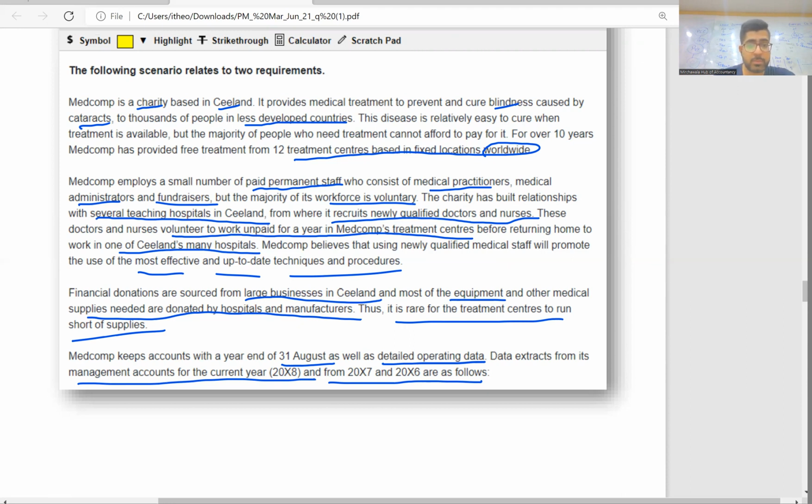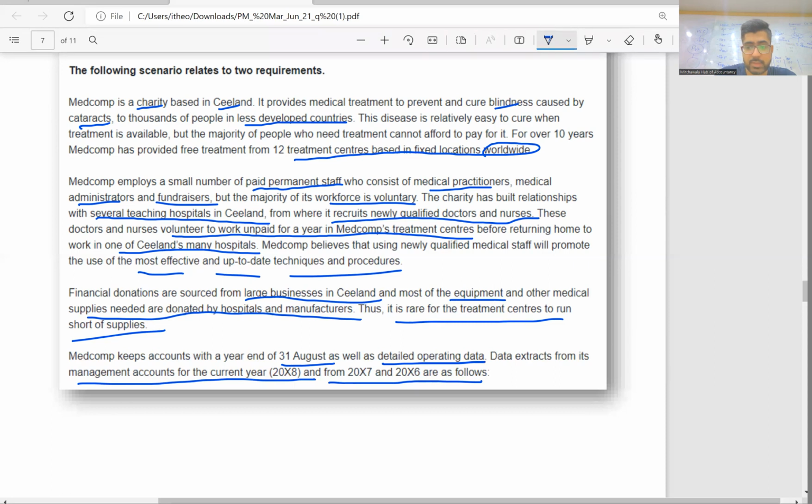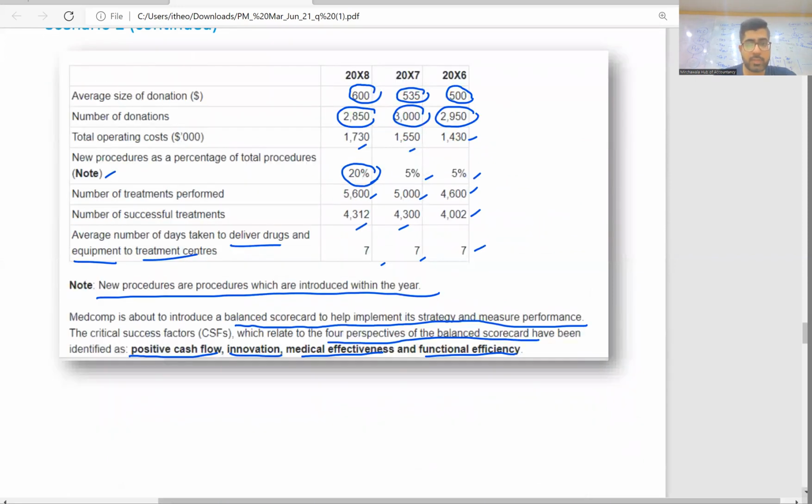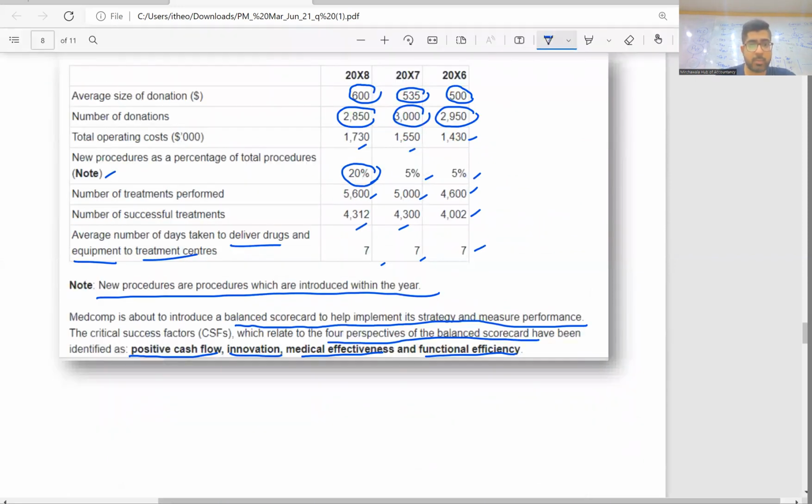Financial donations are sourced from a large business in Zealand. Okay, they get donations from Zealand. Most of the equipment and other supplies are donated to hospitals. So there is no shortage of supplies. It keeps accounts to 31st August and data is given for 2006, 7, and 8. Size of donation, what is the average size per donation, then number of donations, operating cost, and new procedures, number of treatments performed, successful treatments, number of days to deliver drugs, new procedures introduced within a year. And MEDCOMP is about to introduce a balanced scorecard to help implement the strategy.